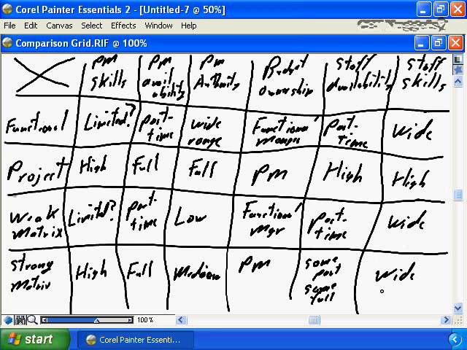It may be a little more focused because you're having some full-time staff, but the expectation in a strong matrix is you will have a wide range of skills.